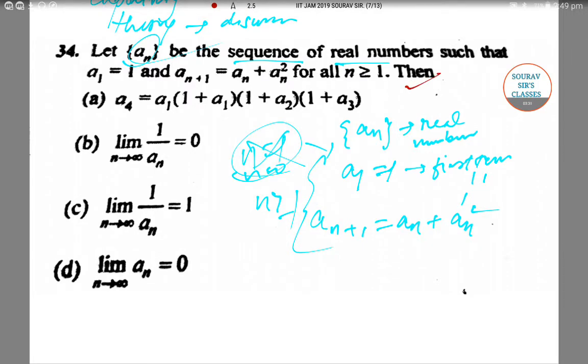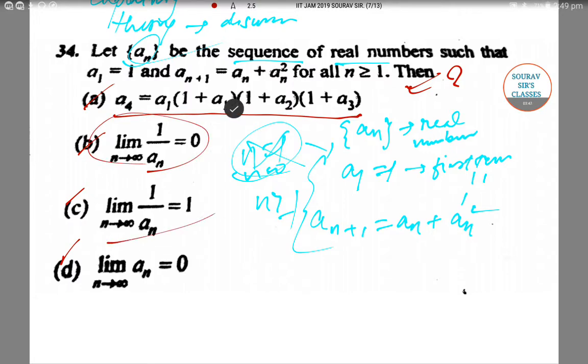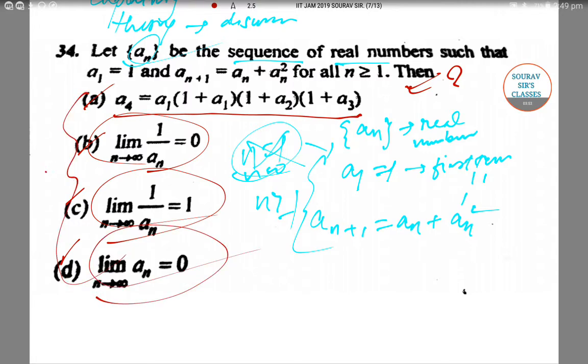Then which of these alternatives is correct: a4 is equal to (1 plus a1)(1 plus a2)(1 plus a3), or limit as n tends to infinity of (1 by a_n) is equal to 0, or limit as n tends to infinity of 1 by a_n is equal to 1? Since it is question number 34, there may be two correct alternatives, and we have to find those two.